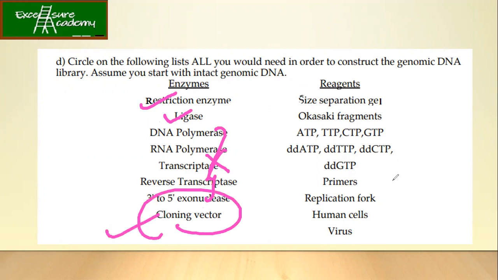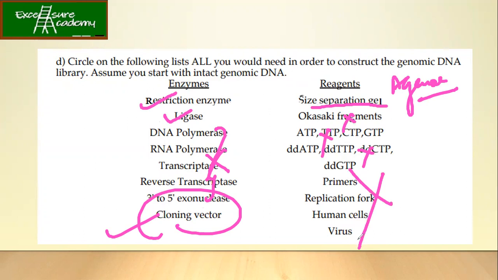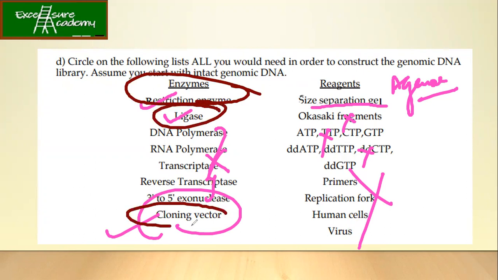In the reagents, what all do I need? So I need a size separation gel. That is my agarose gel, because I need to see whether I'm getting the construct of that particular size or not. Then Okazaki fragments, no. dNTPs, ddNTPs, no. These are all not required. So what is required is only the restriction enzyme, ligase, my cloning vector, and the size separation gel, or the agarose gel. Okay, so guys, that's all that is required.